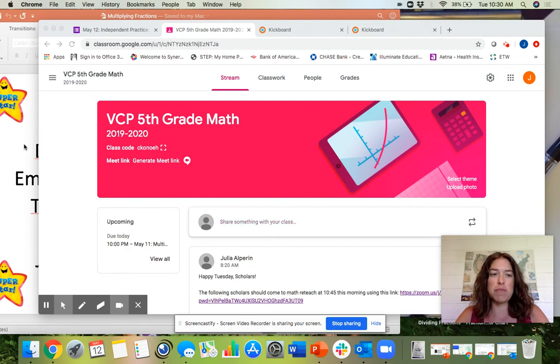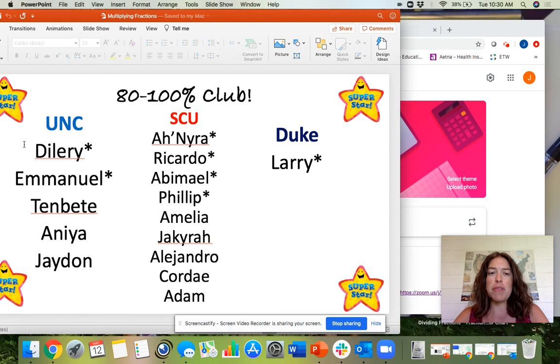I want to start with some shout outs from yesterday. These are scholars who were in the 80 to 100% club. Yesterday, you had both multiplying and dividing fractions. Scholars with the asterisks by their name scored 100%. And everyone else scored between 80 and 100. So huge shout outs in UNC to Dillery, Emmanuel, Tembi, Anaya, and Jaden. In SCU, quite the long list: Naira, Ricardo, Abimael, Philip, Amelia, Jakira, Alejandro, Corday, and Adam.